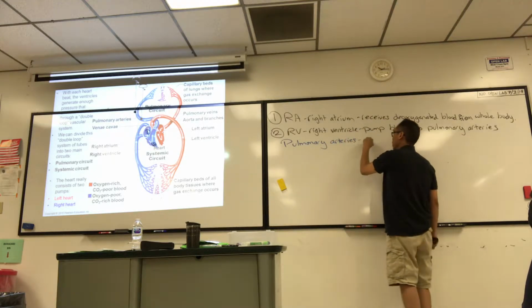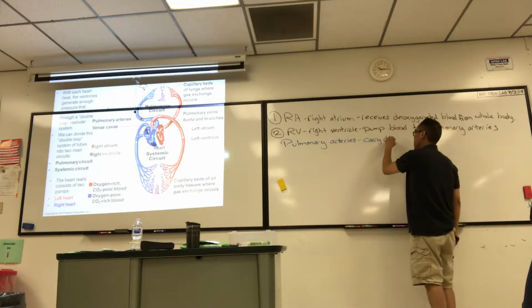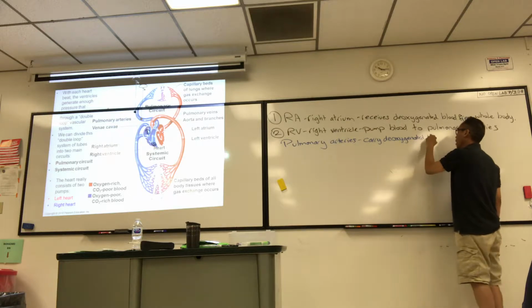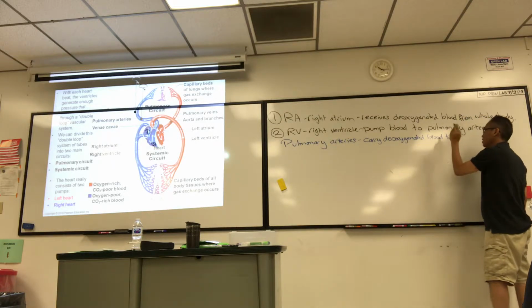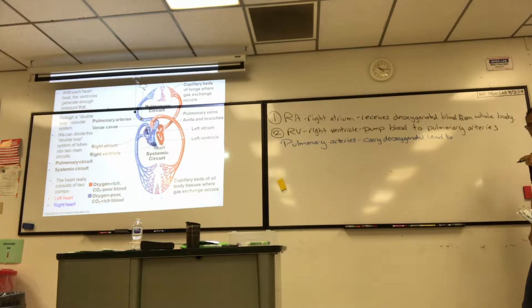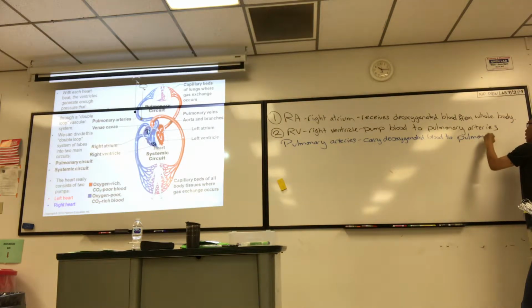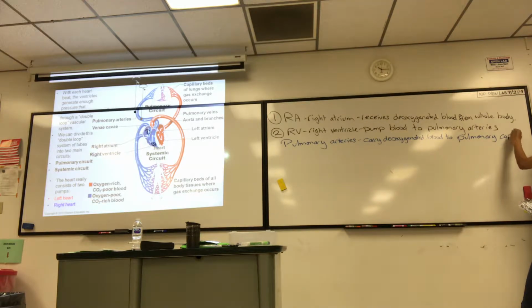Pulmonary arteries carry deoxygenated blood to the lungs, specifically to the pulmonary capillaries. It's the pulmonary capillaries where you get gas exchange at the lung. And people know this, you breathe fresh air to your lungs. That's why you can have exchange.